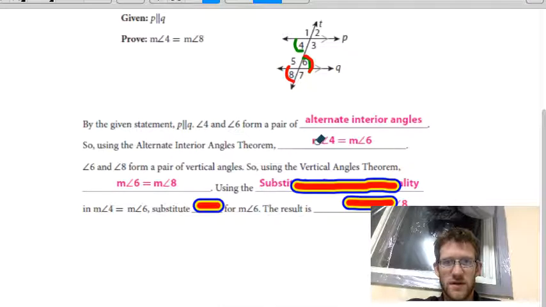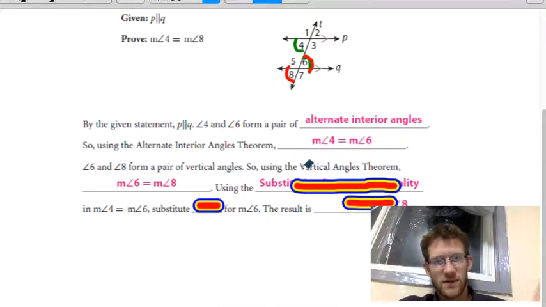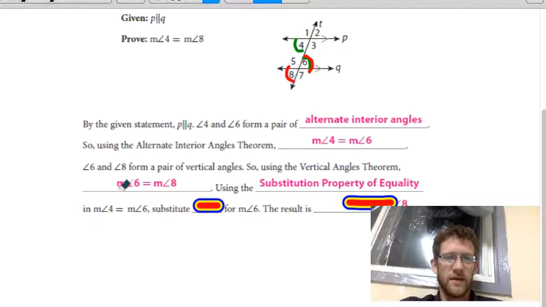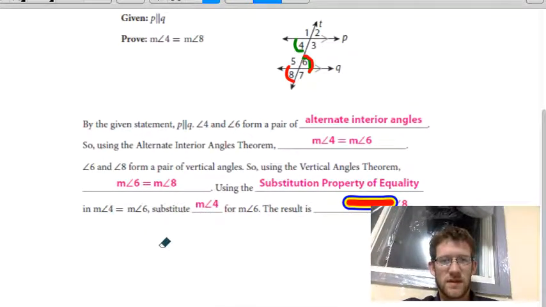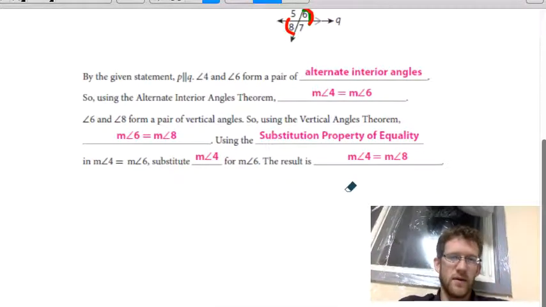Therefore, since 4 is equal to 6 and 6 is equal to 8, we can say that 4 is equal to 8. Again, transitive or substitution. Since they're equal, we can substitute them out, and we get, finally, measure of angle 4 equals the measure of angle 8. Cool. We got that one.